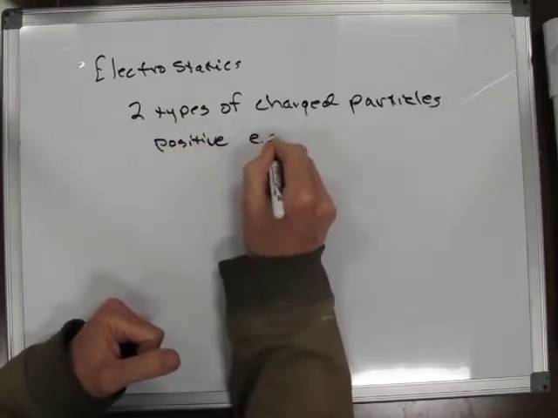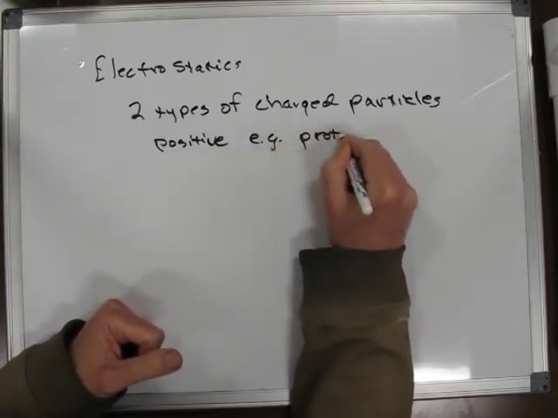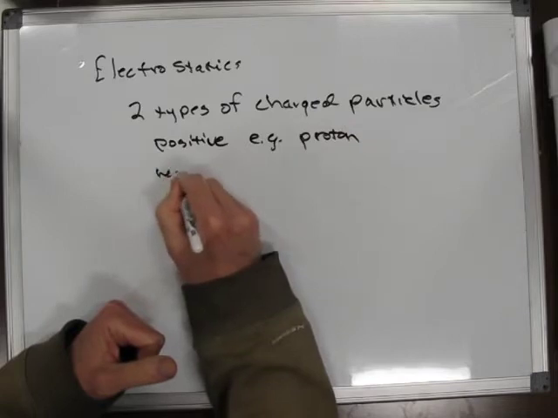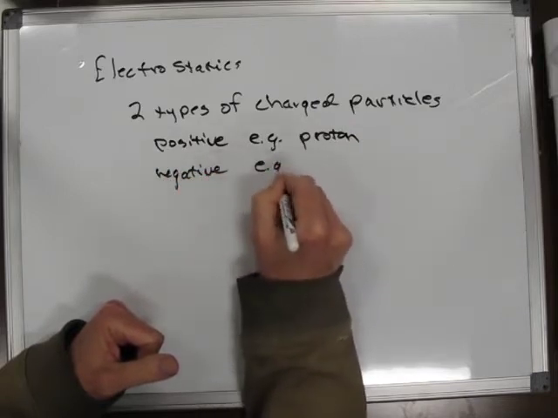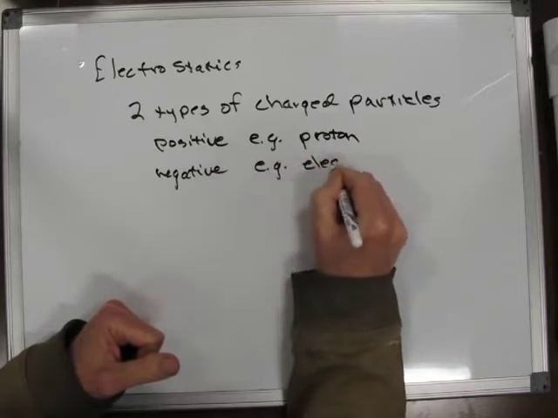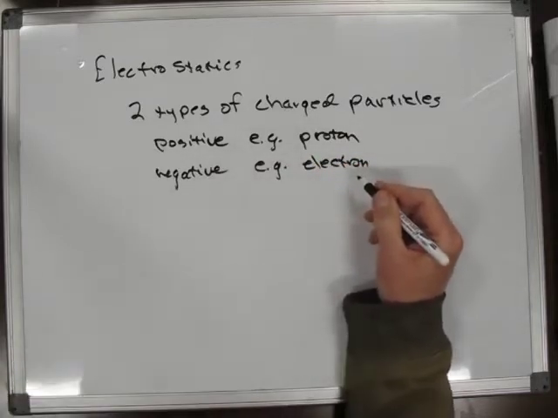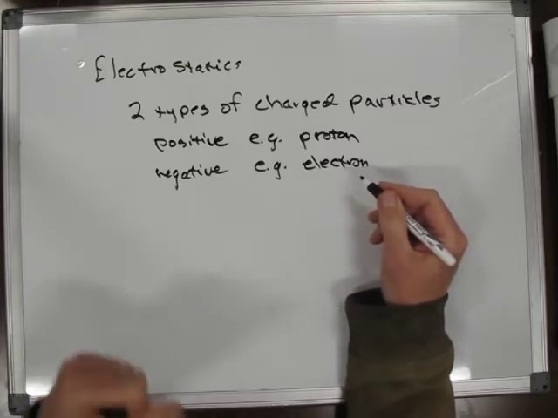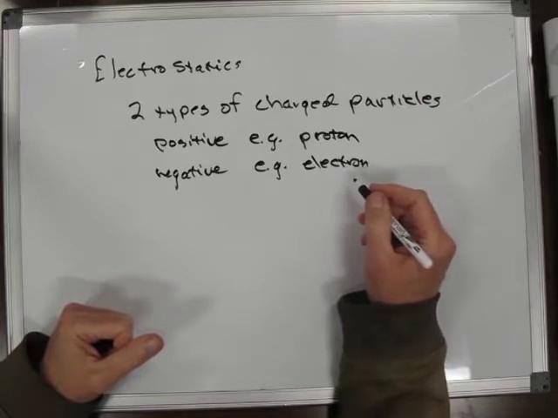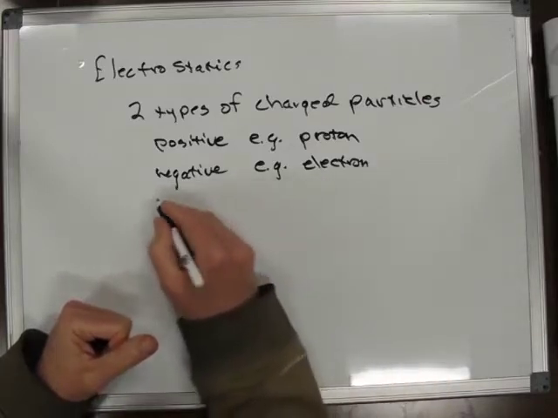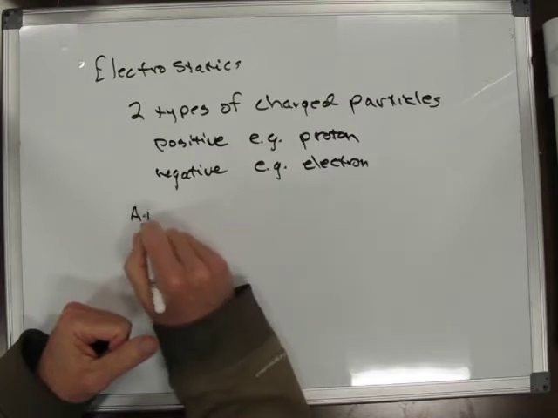What we'll encounter as a positive charge is typically the proton, and negative, the electron. And these are the two we'll encounter. These are the ones that we see most often in physics and chemistry, at least at this level. But there's also another particle in the atom.